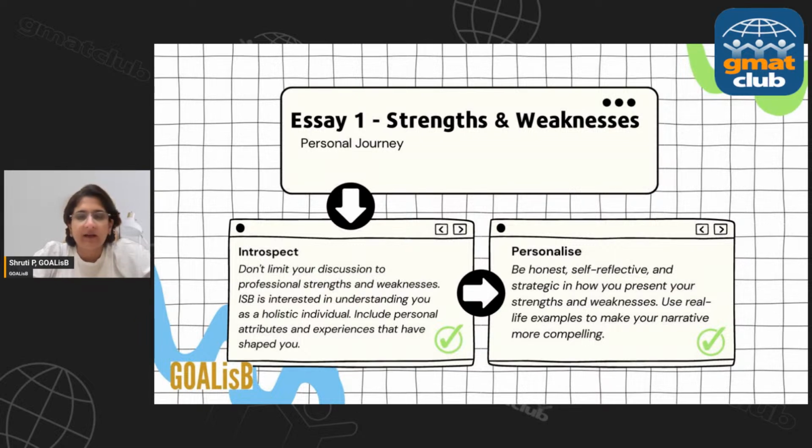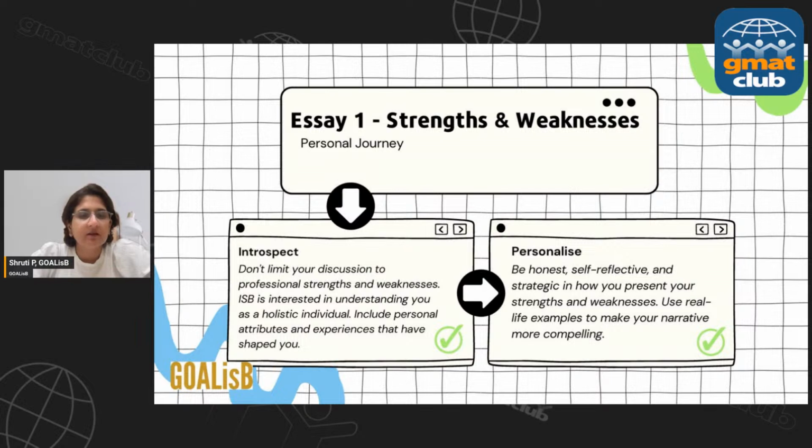So, coming to the ISB essay 1, which is about strengths and weaknesses and a personal journey that you have had with respect to your strengths and weaknesses. So what is it that you can do? How do you start with this essay? To start with, this essay requires a lot of introspection. So don't limit your discussion to just your professional strengths and weaknesses. Don't only assert that you are an expert in an X language and you've been a product manager for a Y product. You have space to talk about your professional skills, but what about your personal strengths?